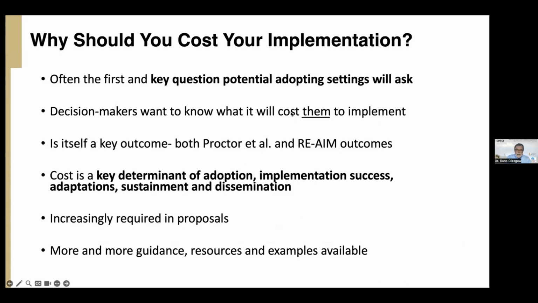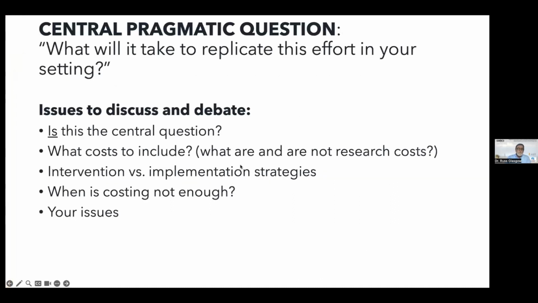I also want to mention, I'll give you some examples of this, that usually what potential adopters want to know, though, is not just what did it cost you in your study that you did, but what would it cost them in their setting to implement this. Most important, what I have in bold here, is that cost is very often a key determinant of many of our implementation outcomes: whether something will be adopted, how successful the implementation can be, adaptations I'll come back to, reasons for adaptations, and then especially these last two of sustainment and dissemination. I feel it's so critical to that.